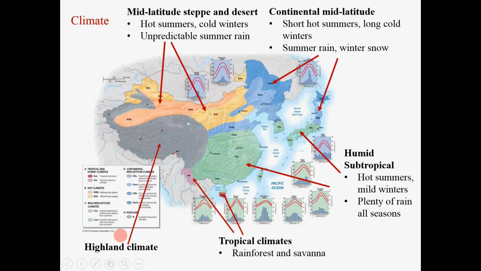Climate. On this map, we can see different types of climate in East Asia. This blue color region indicates continental mid-latitude climate. Because of the northerly location, these areas have short but hot summers and long cold winters. During the summer, they receive summer monsoon rain. During winter, they have occasional snows.